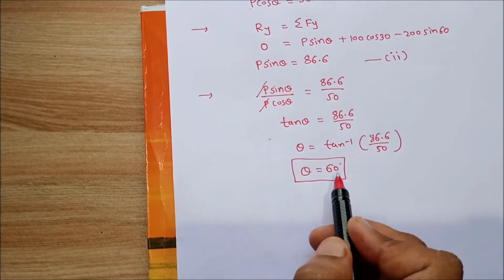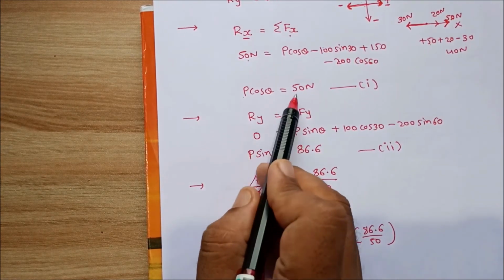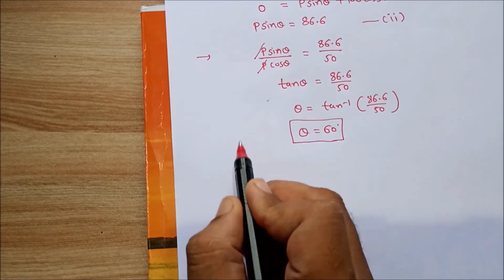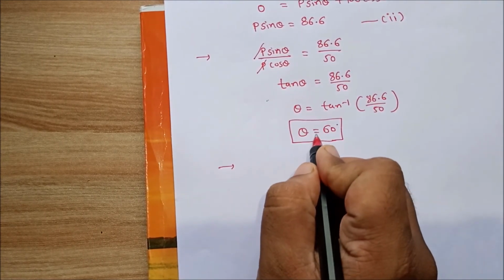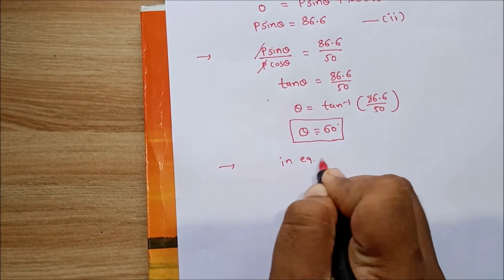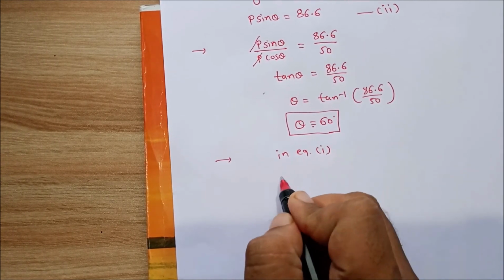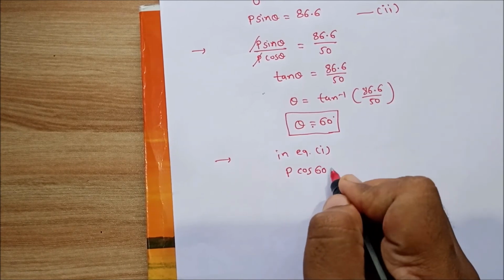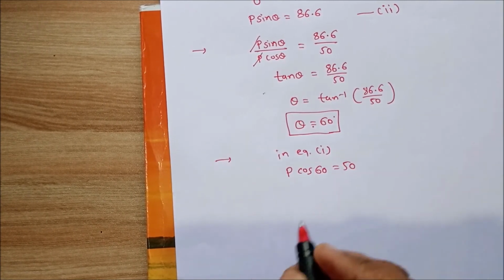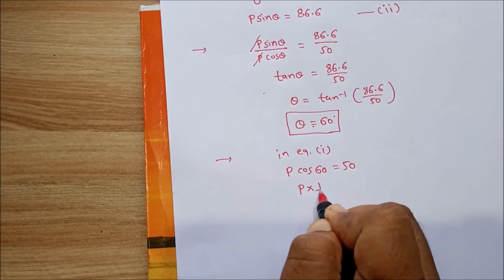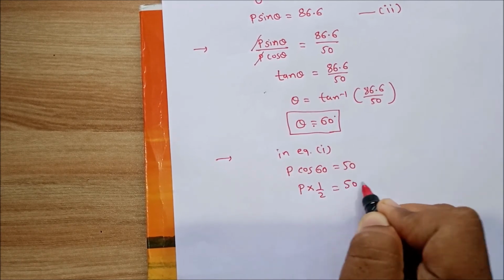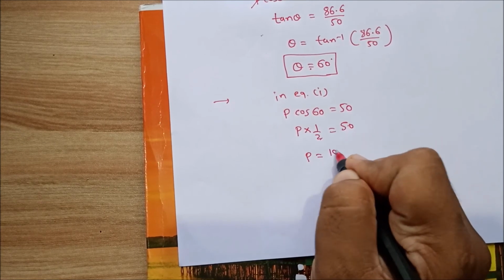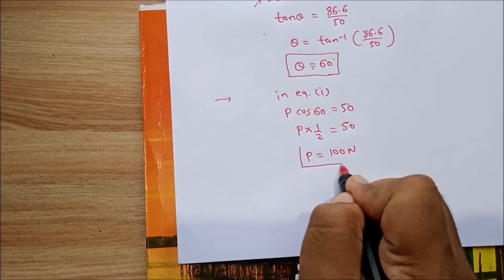And put this value of theta in equation number 1. So equation number 1 is P cos theta. So we can write P cos 60 is equal to 50 Newton. Cos 60 is again 1 by 2. So P is equal to 50 into 2, that is 100 Newton.